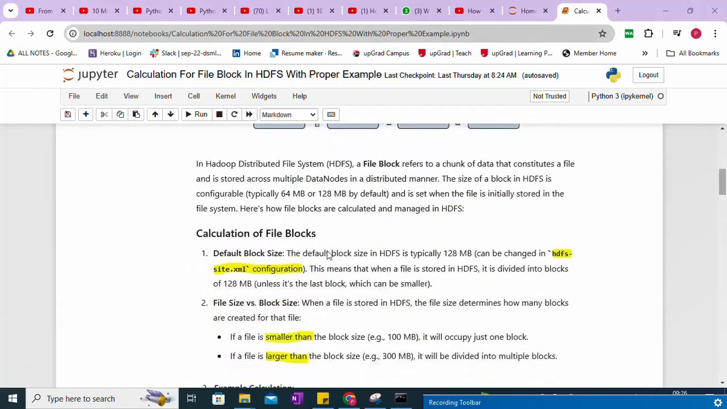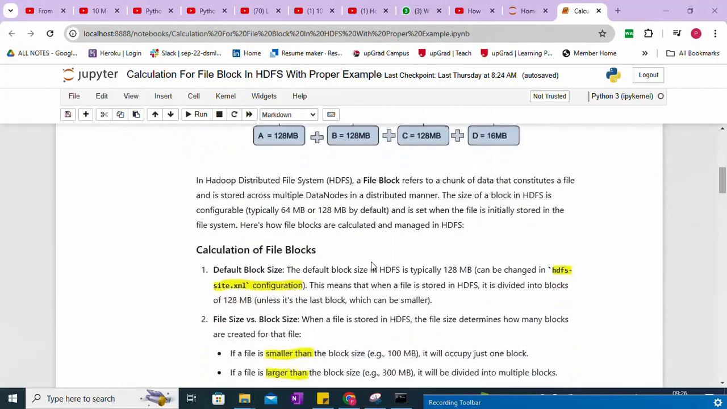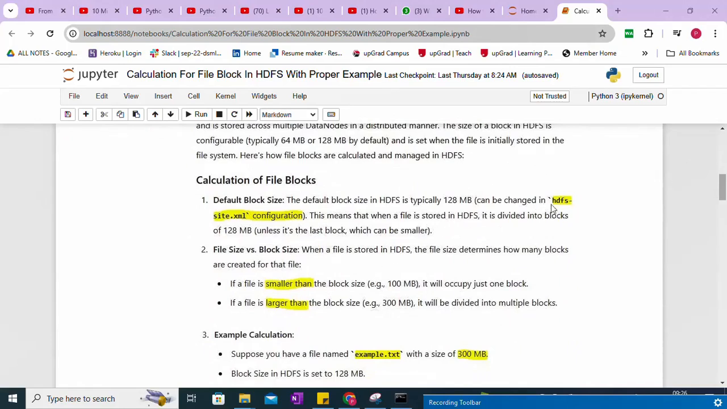Calculation of file blocks, how generally it's calculated. Those configuration details, guys, we have given in one of the Hadoop configuration files that is called hdfs-site.xml. And the default block size in HDFS is typically 128 MB. This means that when a file is stored in HDFS, it is divided into blocks of 128 MB, unless it's the last block, which can be smaller.